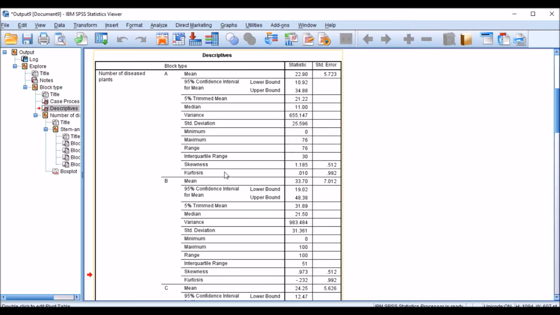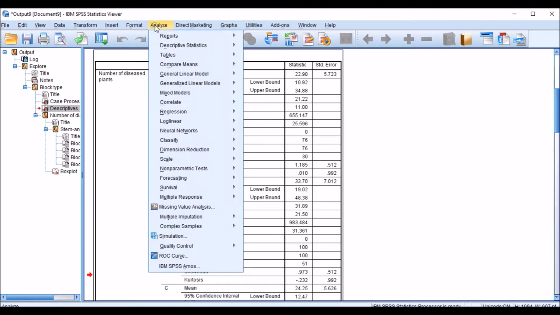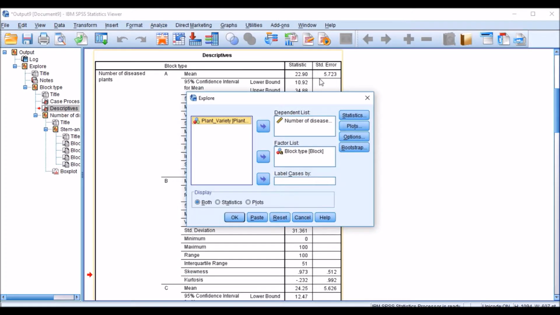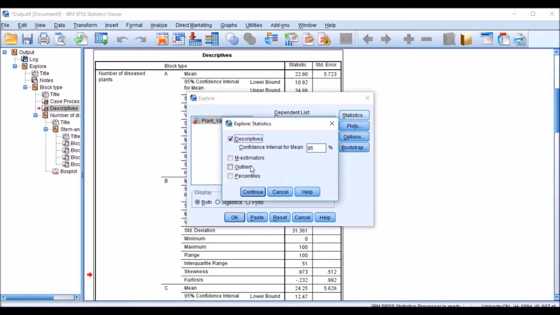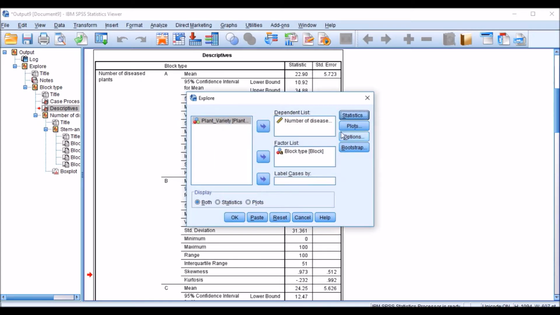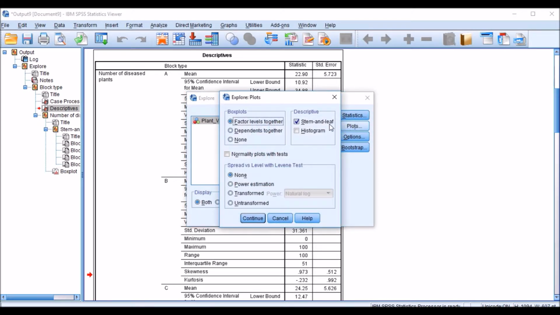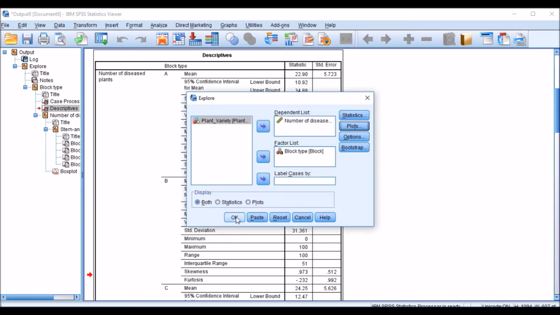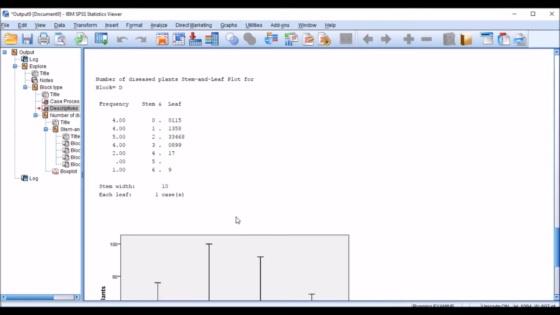To do box plotting, I go for Analyze, Descriptive Statistics, Explore. In this we have already used statistics. Let me take the button Outliers. In Plots, I want histogram and normality plots. Continue and say OK.